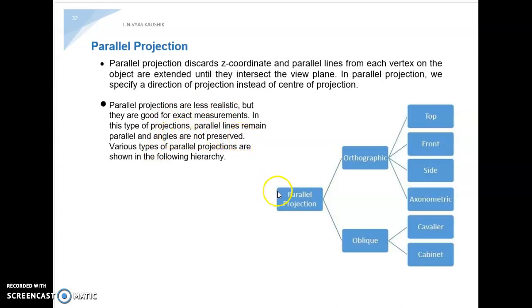Parallel projections are classified into many types. One is orthographic projection, another is oblique projection. The orthographic projection is further classified into top, front, side and axonometric. Oblique projection is classified into cabinet and cavalier projection. We will see each of these types in detail now.